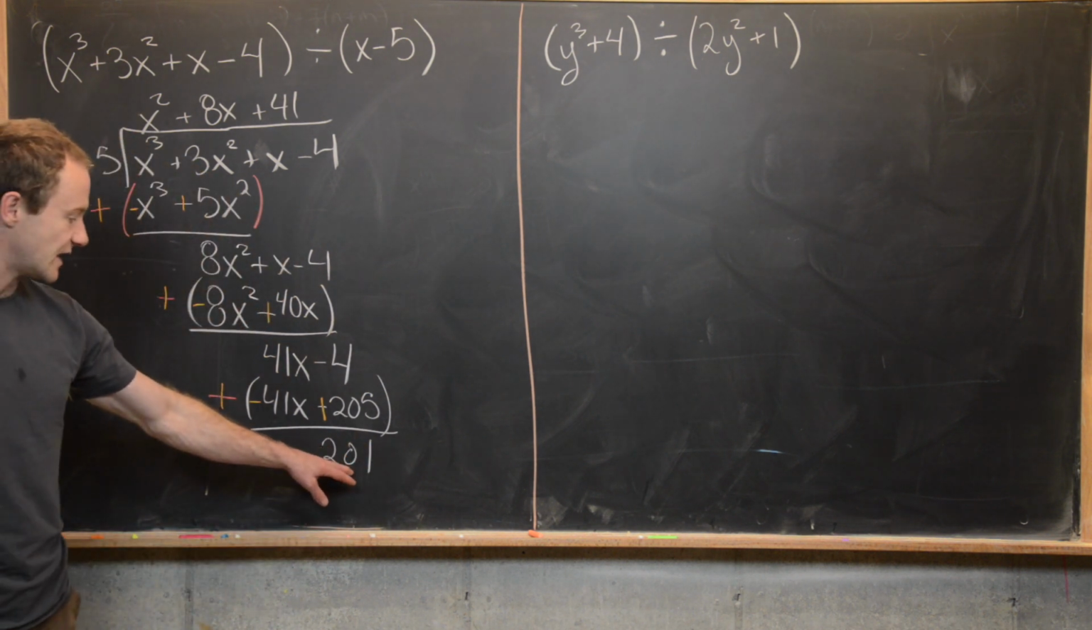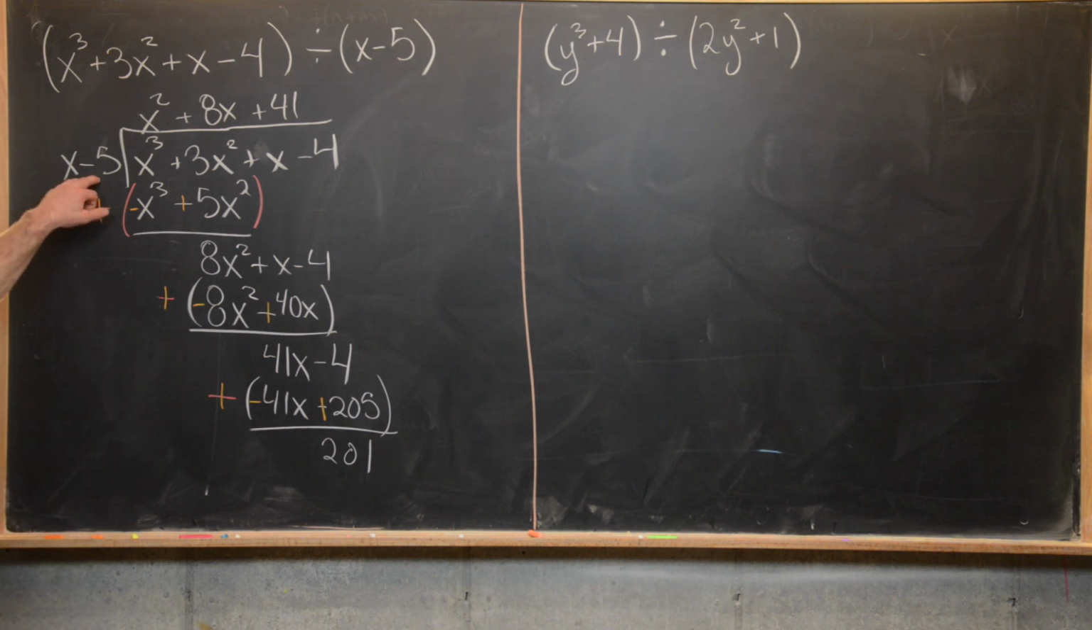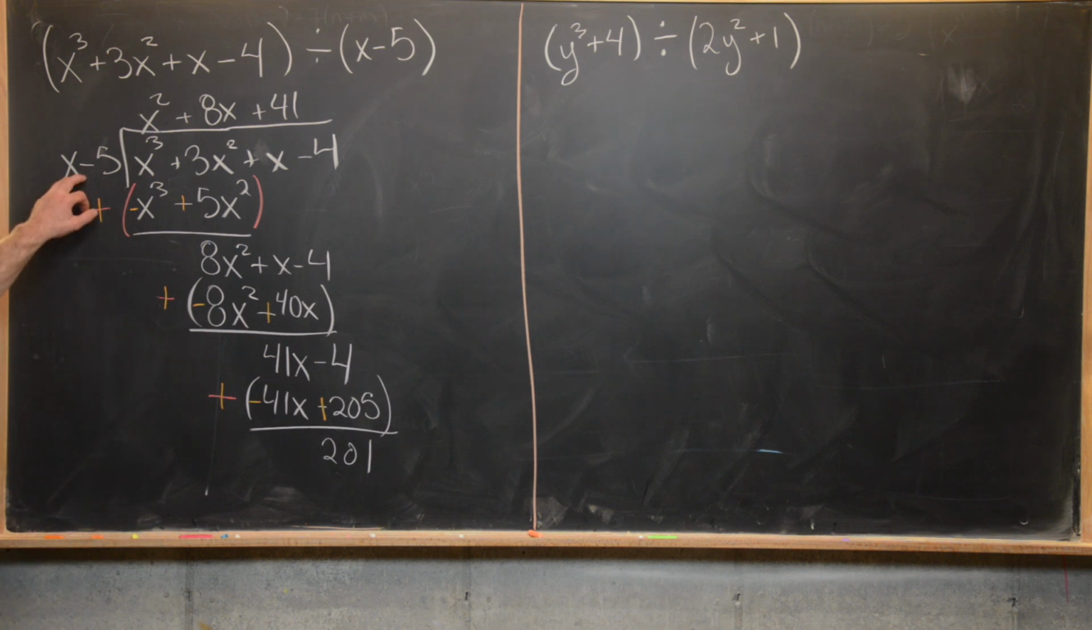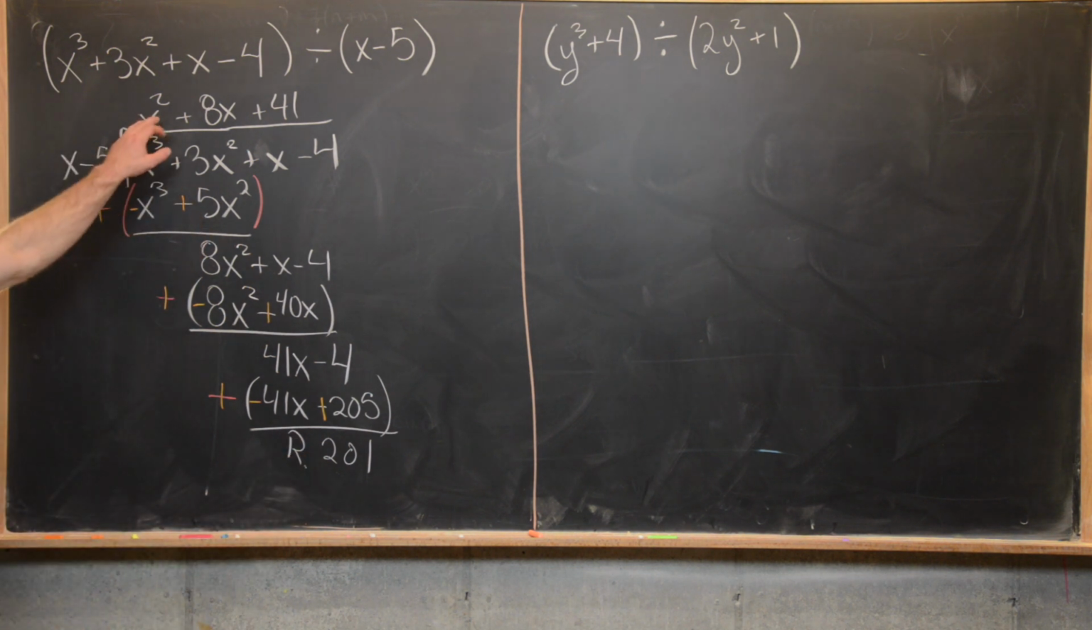And now the degree here is 0. That's just a constant. The degree here is 1. So now that our degree here is smaller than our degree here, we know that we're done. We cannot divide further. So this is our remainder. Here we would have a quotient of x squared plus 8x plus 41 and a remainder of 201. Okay, so now let's look at another example.